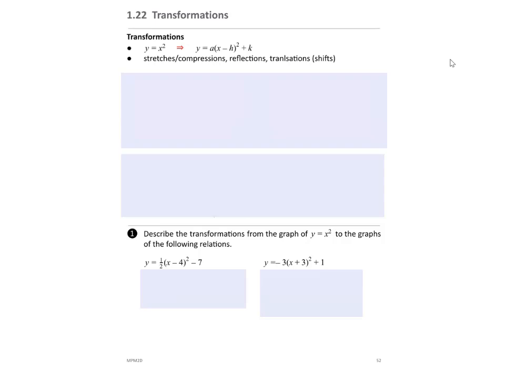Y equals a bracket x minus h end bracket squared plus k. The only difference is that we have minus h instead of plus h. The reason for doing this is because it makes a little bit more sense when we're finding the vertex and when we're transforming the graph. So essentially it's the exact same formula that we had earlier, except instead of a plus we have a minus.